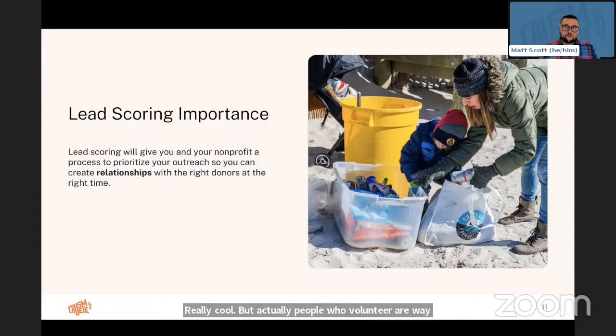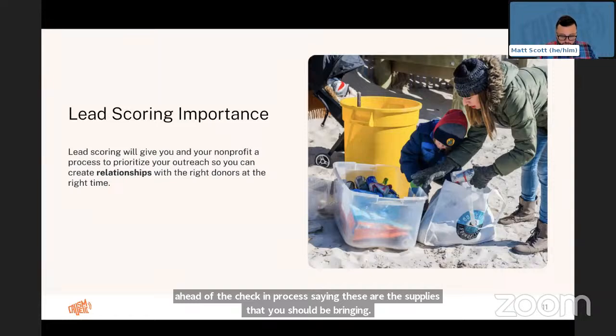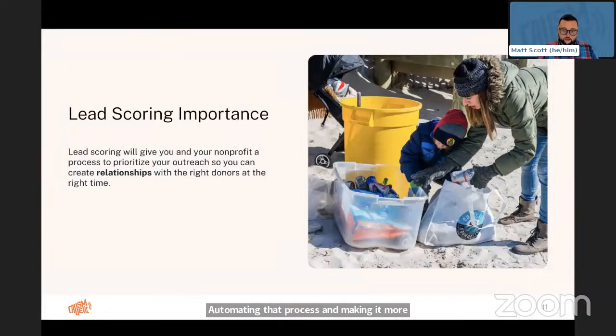So sending out a survey immediately after this person volunteered and asking them to rank their volunteer experience, getting ahead of the check-in process, saying these are the supplies that you should be bringing, automating that process and making it more tech forward, created space where if somebody had a positive interaction at the beach cleanup, then you can follow up and ask them to consider joining the Surfrider membership, becoming a member, making a monthly recurring gift to the Surfrider Foundation.